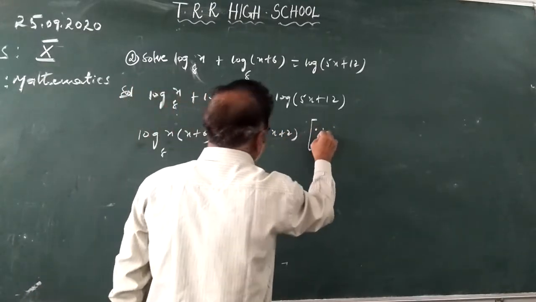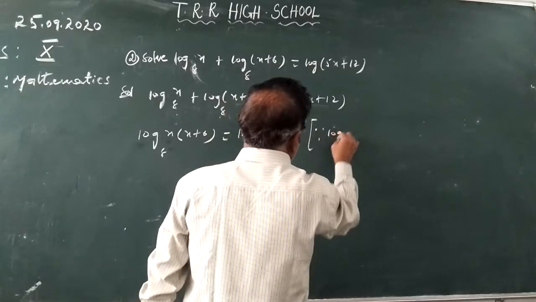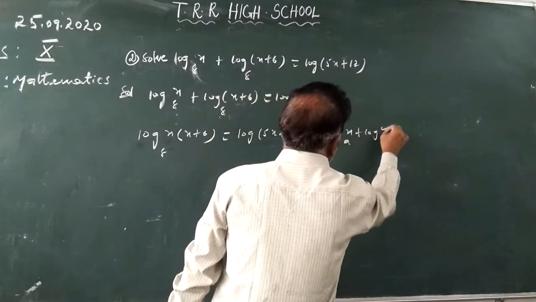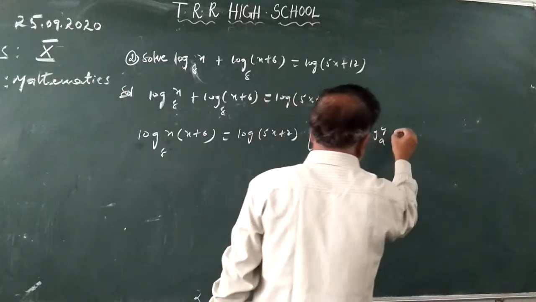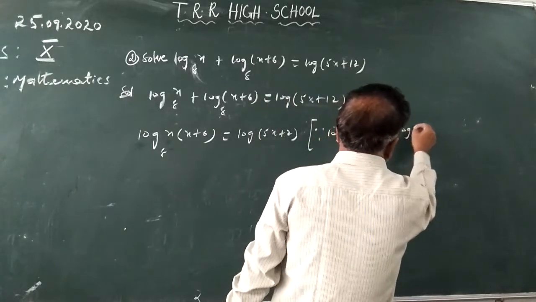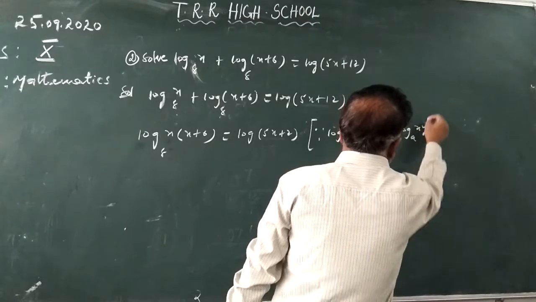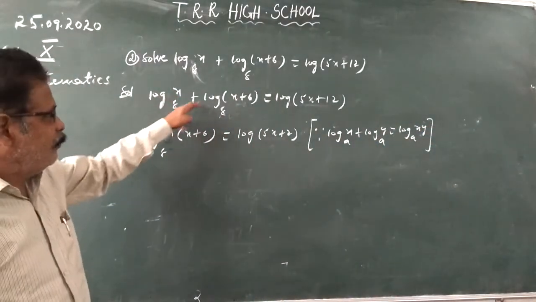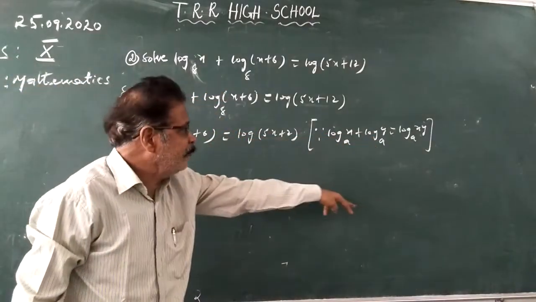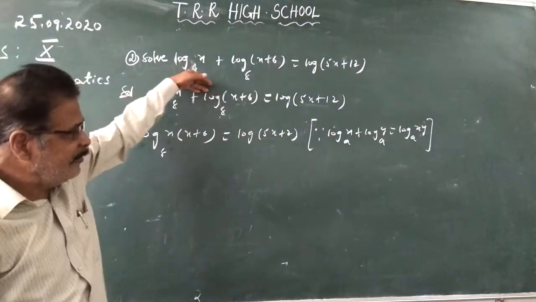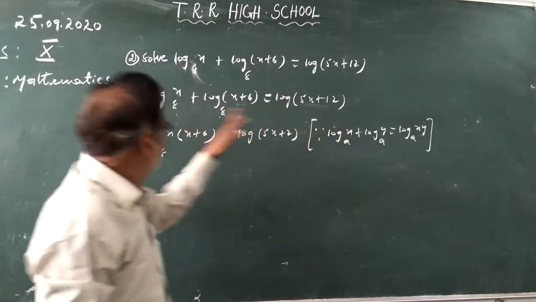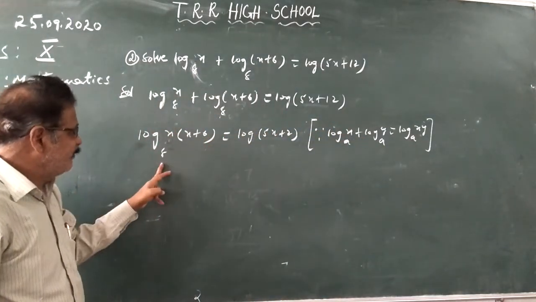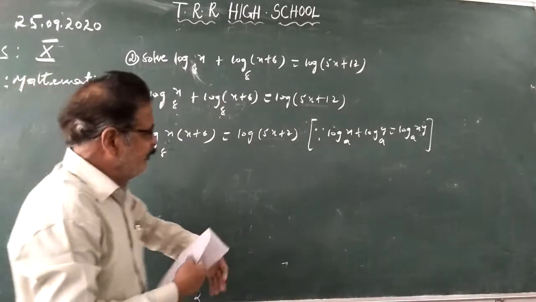So what is the formula here? We apply the formula: log x base a plus log y base a is equal to log xy base a. This is of the form log x base a plus log y base a equal to log xy base a. The expansion is given, and we write it as a single one. So x means x, y means x plus 6, base 8. That equals log of 5x plus 2.